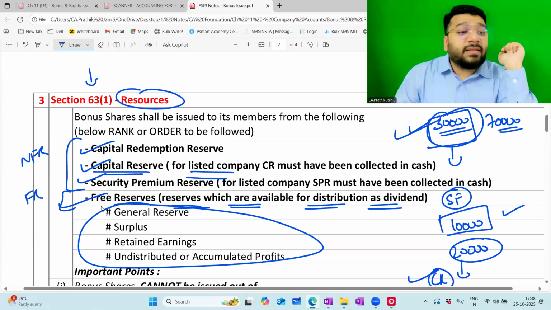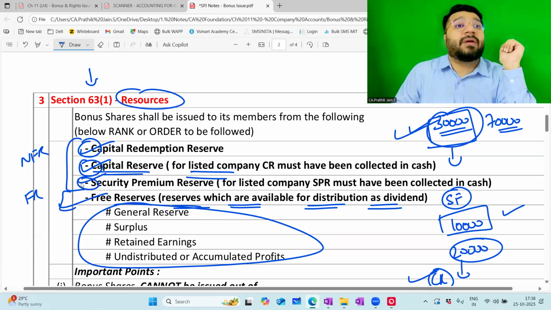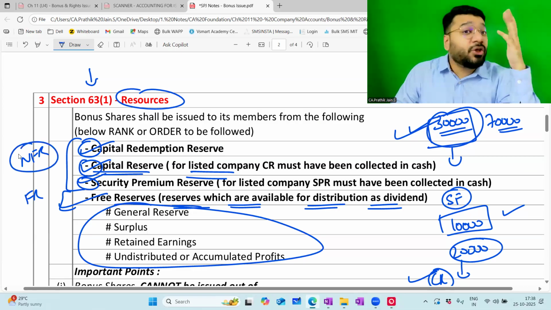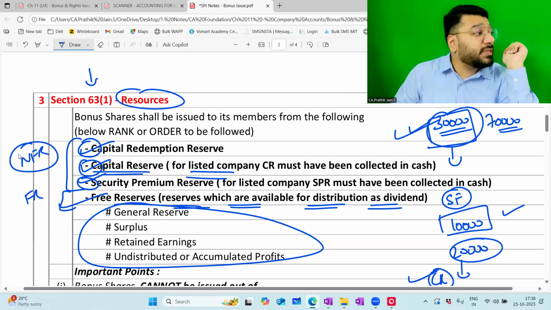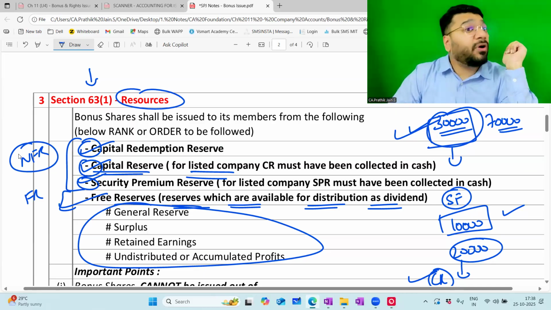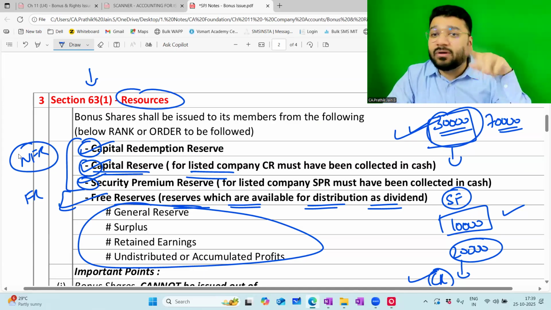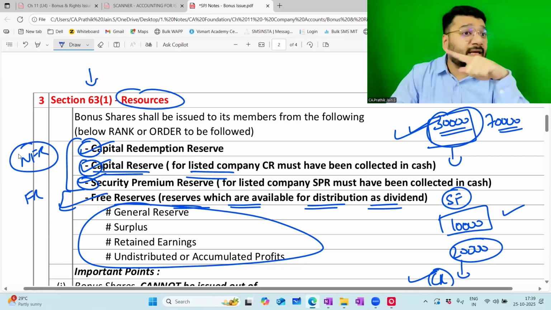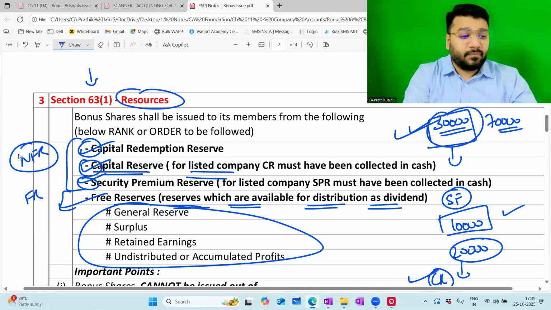Anna, if you tell that I want to give dividend from CRR, I want to give dividend from capital reserve, or I want to give dividend from security premium, law does not permit. Law says from the restricted reserves, from non-free reserves, you can't take any money for giving dividend. So non-free reserves are those reserves which are not available for distribution of dividend. Free reserves means available for distribution as dividend. Okay, not okay. All this point is connected to CA inter. Everything will be flowing in CA inter again.